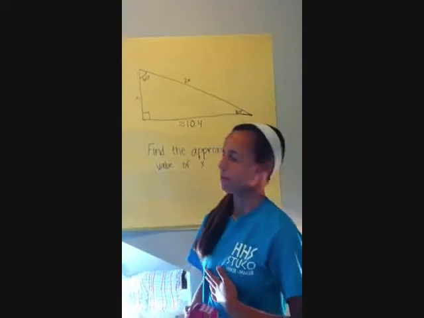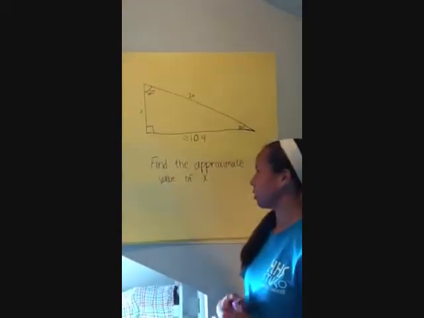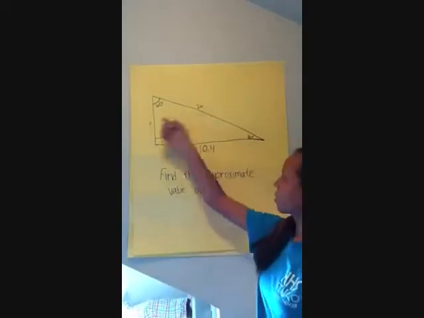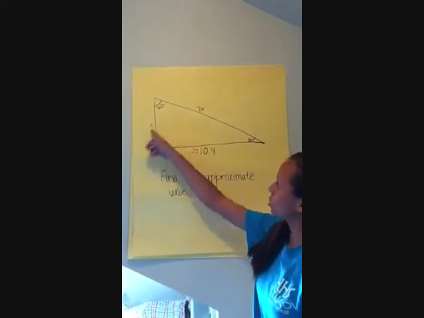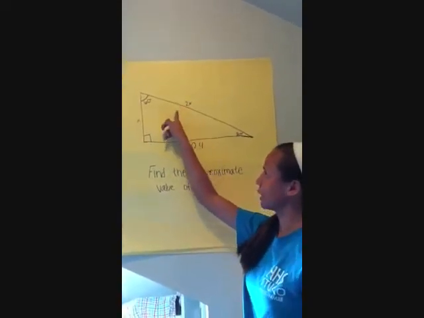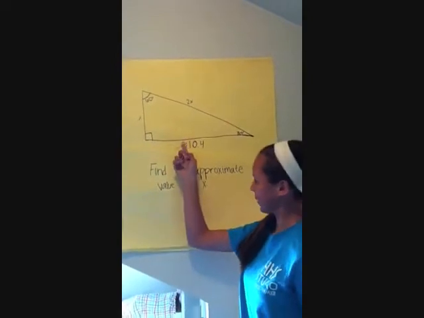Alright guys, I'll do this one on my own. Find the approximate value of x. Well, if this is a 30, 60, 90 degree triangle, the smaller leg is x, the hypotenuse is 2x, that means that this longer leg is x root 3.